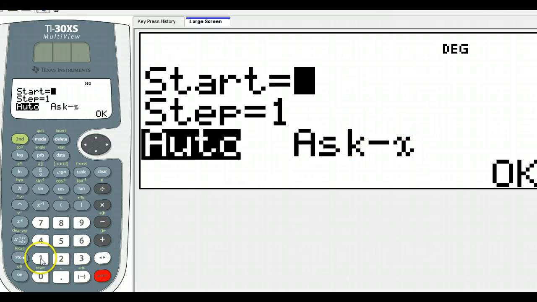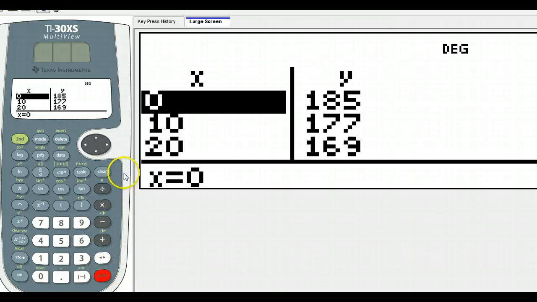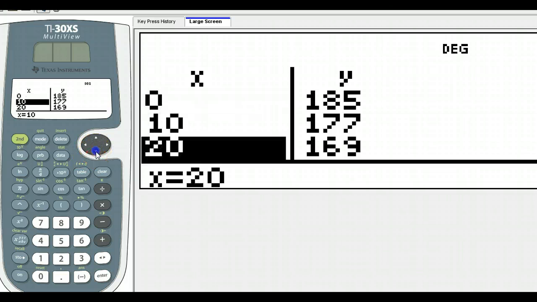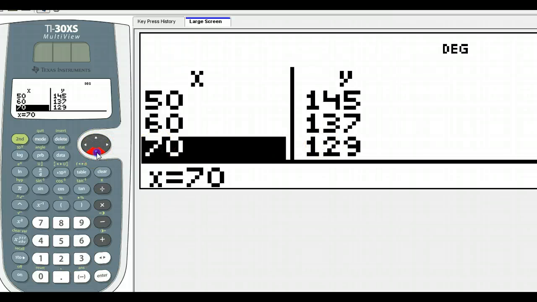For now, I'll let the table start at 0. Of course, it should start at 185. But let's go ahead and let it count by tens for now, so we can see what happens quickly. Okay, so now I'm looking at a chart of Gertrude's weight. I'm seeing what's happening over time. At 50 weeks, she weighs 145. At 60 weeks, she weighs 137, and so on. Her weight goes down from there.